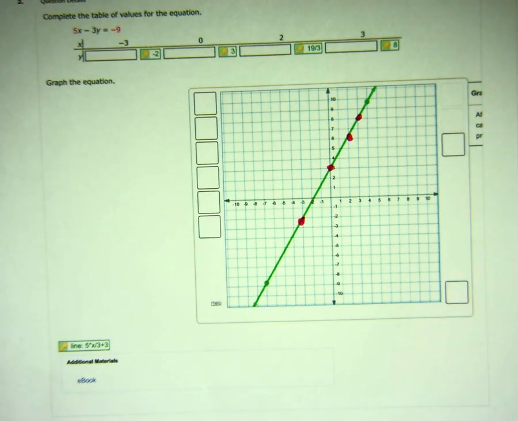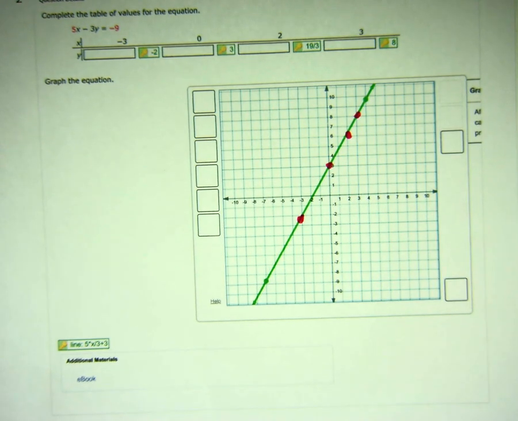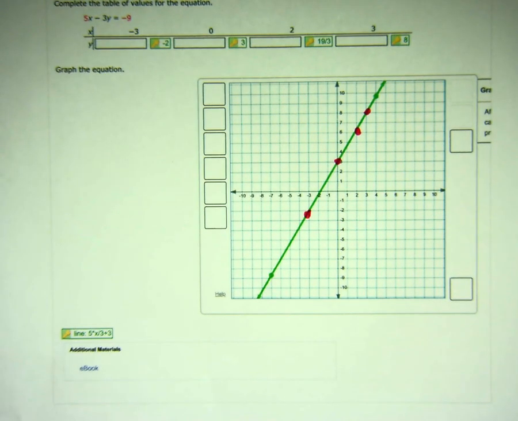So one of your points you had was -3 and -2. So what I did right here, and let me try to turn it around. There we go. So up here you should be able to see it. You got -3, -2. So I started at -3, go down 2, made my first point. The next point is 0 and 3. So start at 0, go up 3.